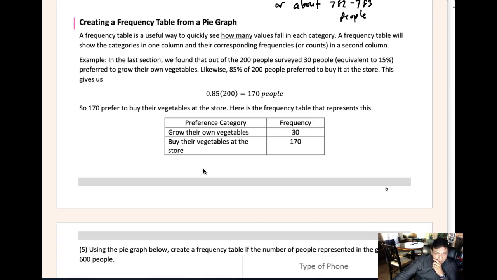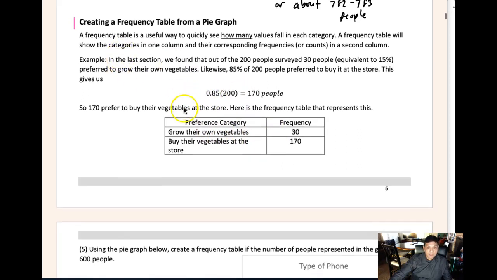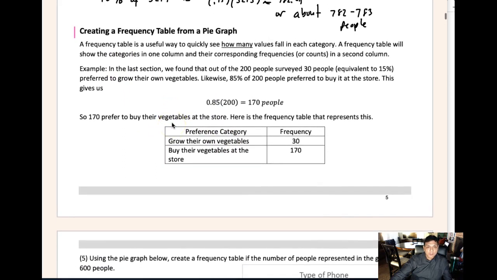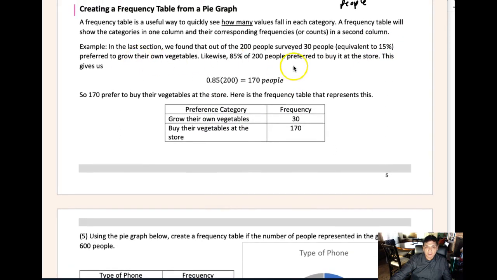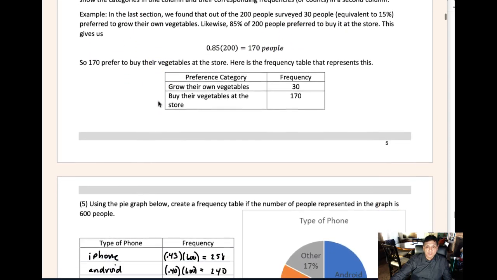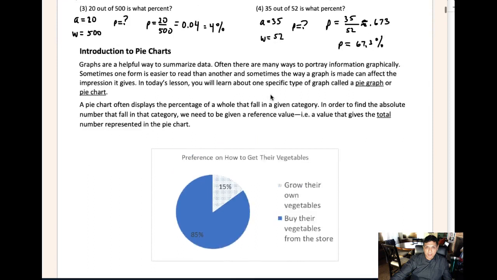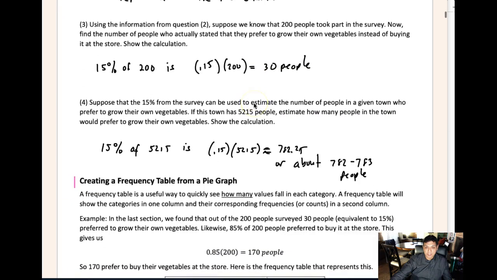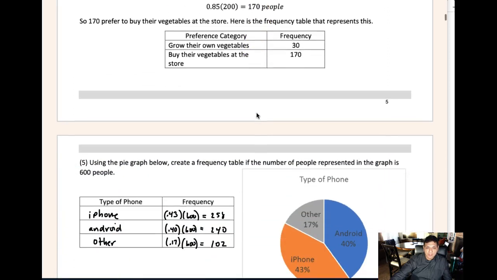pie graph. And so what's going to happen is we're given some set of information and we want to represent it a new way. So for example, thinking of the last example, 200 people surveyed, 30 equal, that's 15% preferred their own vegetables, 85% is 170 people buy their own vegetables. So you can see how that could be represented in a table instead of a pie chart, right? These are percentages. Here's a frequency table. Frequency means how often something happens, and so then you have this information.